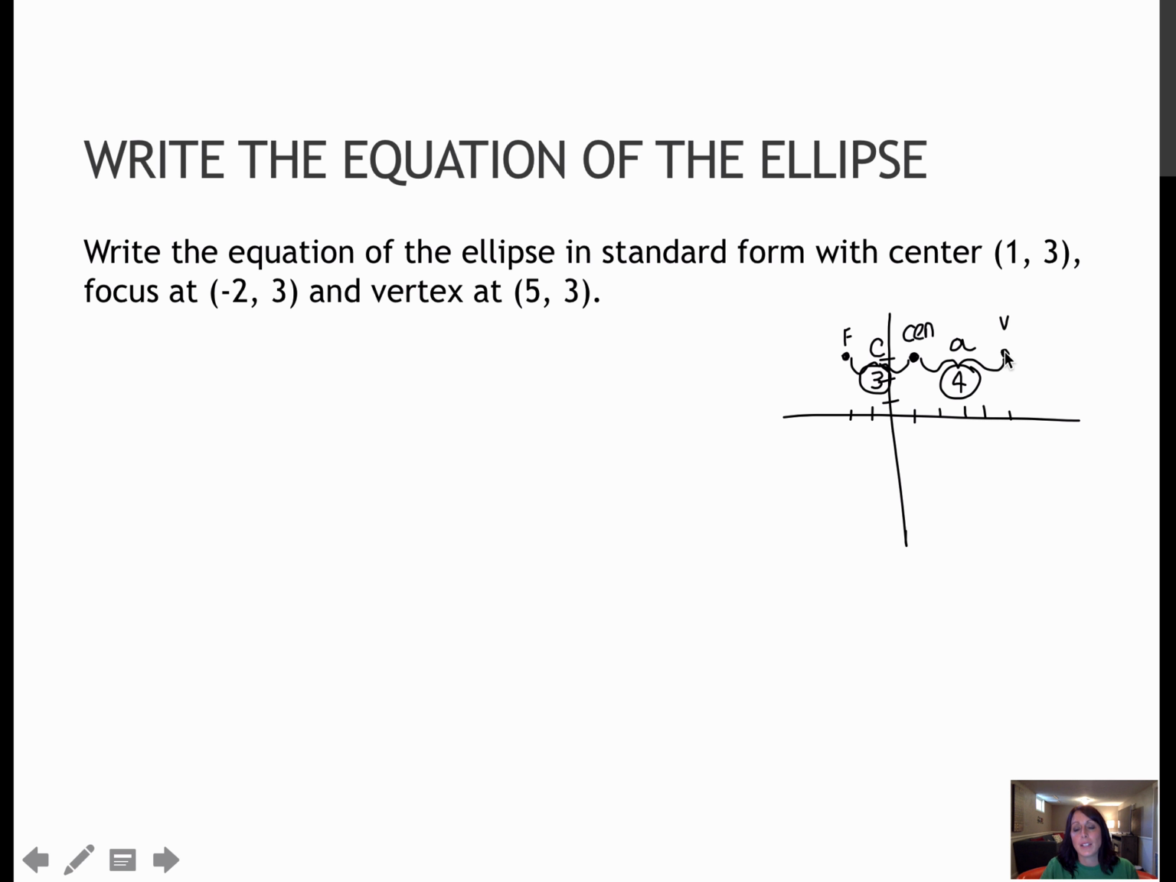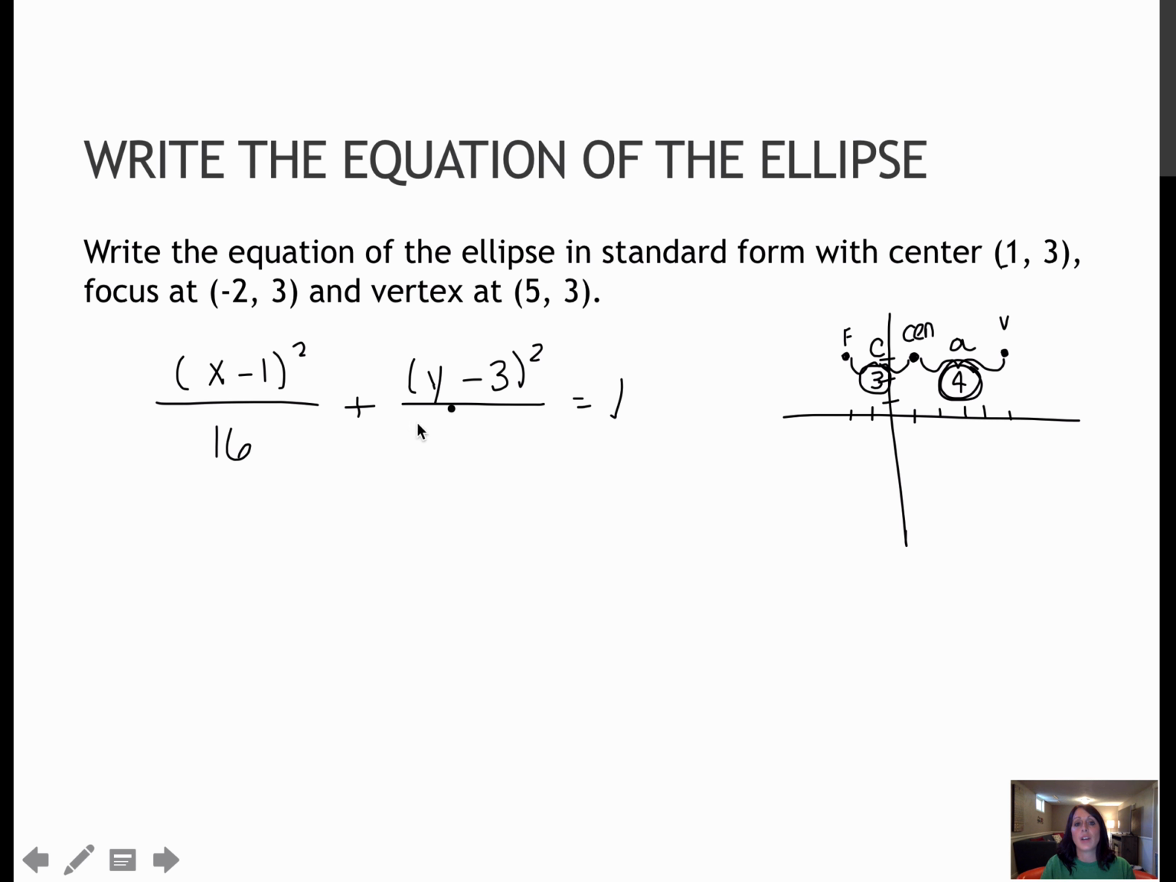Again, I know that because the vertex is here, this is going to be a horizontally stretched ellipse, which means the larger a value will go underneath the x. So I've got x minus h quantity squared, plus y minus k quantity squared. And now I just need to find what values are going to go underneath each of those fractions. So I know that a is 4, so a squared is 16, that must go here.